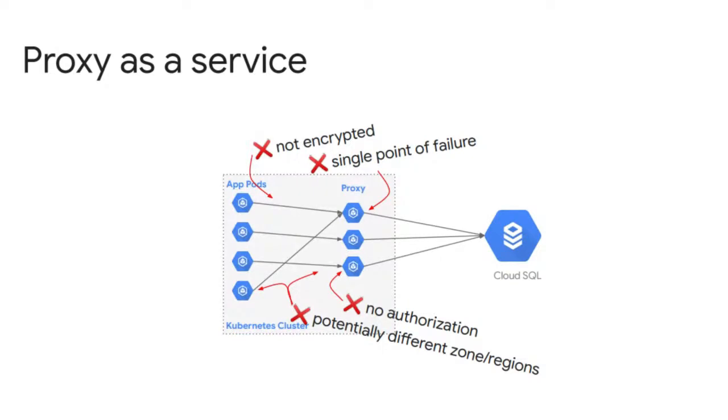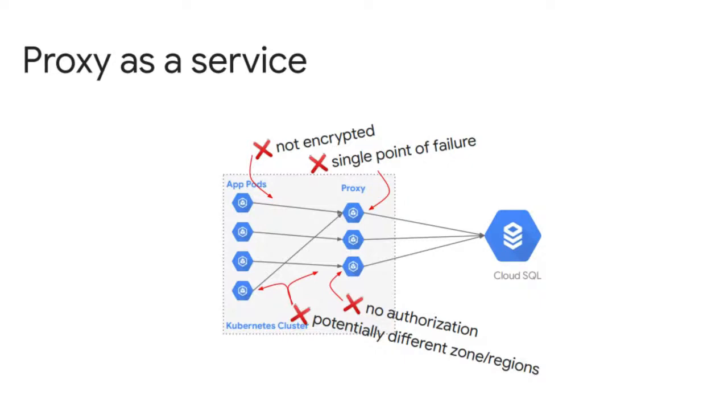When you run a proxy as a service, typically you do this in a separate deployment from your application. As you can see here, on the left we have our application, where the application pods have been deployed. And on the right, we have the proxy pod, which is also deployed. Your application is going to connect directly to the proxy, and then your proxy is going to route your connection directly to the Cloud SQL.